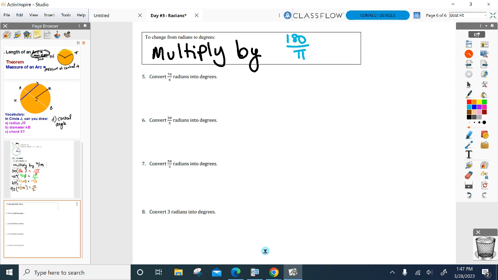And watch the magic that happens here. So number 5, I have 7 pi over 6 radians in an angle. How many degrees would that be? So I take it, multiply by 180 over pi. Oh! What's in the numerator and denominator that are going to nicely cancel out? Pi's are gone.